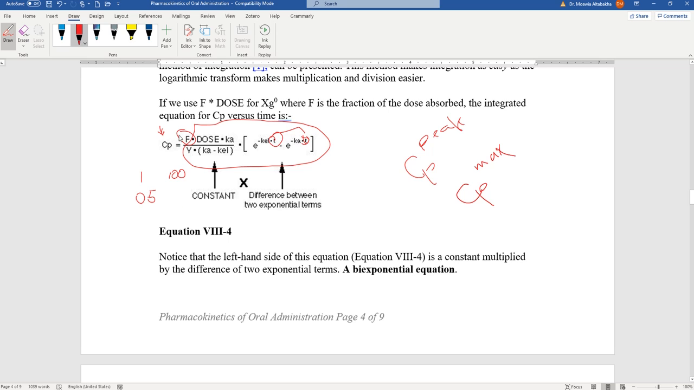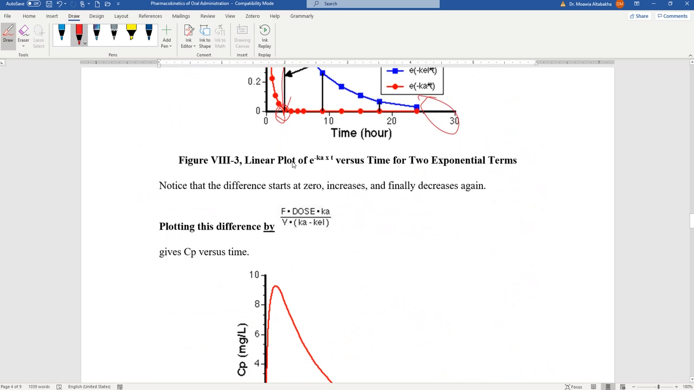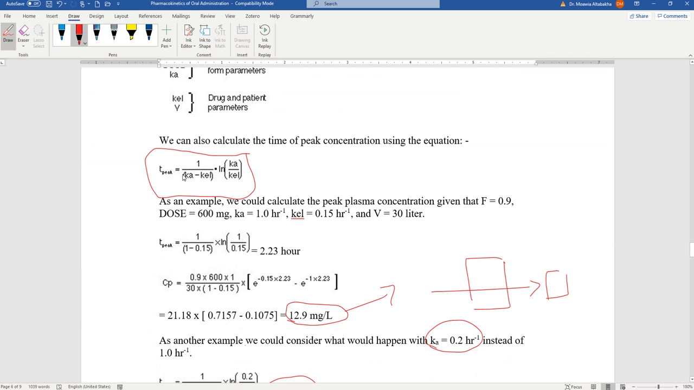So the effect of F affects concentration at all times. What happens to F exactly happens to the concentration. Okay, is that clear? Does it have an effect on the time to reach peak concentration? No, it doesn't have any effect on the time to reach peak concentration. Look, F is not here.